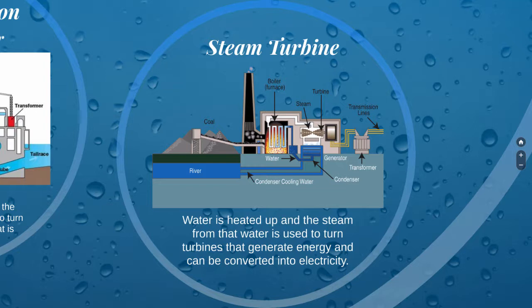The second one is steam turbines. So this is not as clean. We need coal to be able to heat up the water. And when the water is heated up, it's going to create steam, so water in a gas state, and that steam rises. And as it rises, it's going to spin a turbine. And like the hydroelectric one, once that turbine is spinning, it creates energy, and that energy can then be converted into electricity.